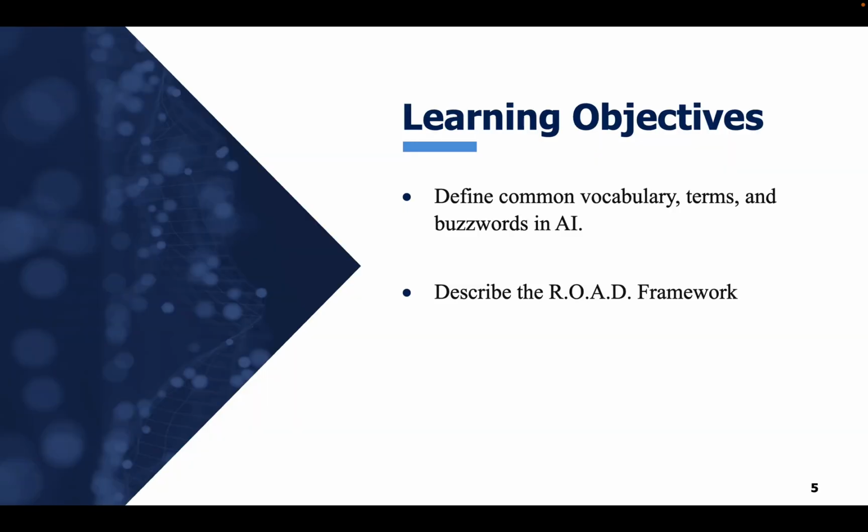Our learning objectives in this module, in this lecture, are going to be to define some common vocabulary terms and buzzwords in AI, and I'm going to introduce a framework for managing AI and data science projects called ROAD. ROAD is an easy acronym, and we'll go into more detail with that later in this module.